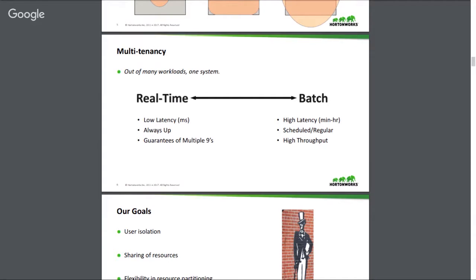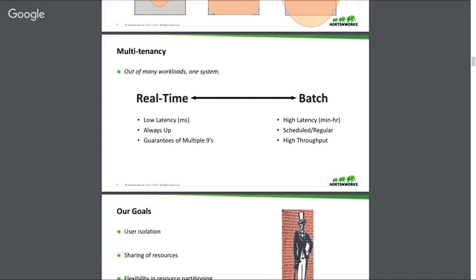So in the spectrum of multi-tenancy, we have two sides here. One is this real-time, low-latency stuff where we're dealing with operations in terms of nanoseconds and milliseconds, and we want to be very fast, very reliable. The system always has to be up, always has to be accepting new requests, to multiple nines of availability, right? So this is things like handling website traffic. You need to be able to get the data out of HBase as fast as you can and send it back to the client.